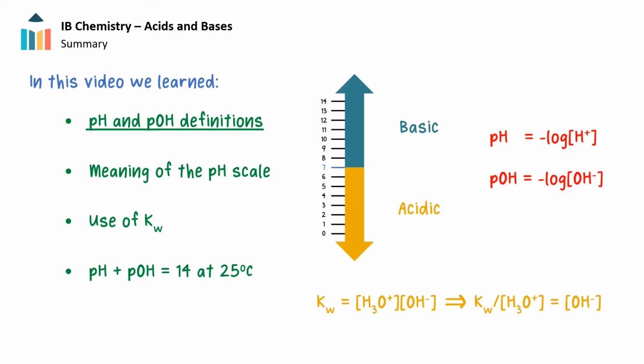To summarize, we learned that the pH is the negative log of the concentration of H+ ions, and that the pOH is the negative log of the concentration of hydroxide ions. We also learned that basic species have a high pH and acidic species have a low pH. We also used the value of Kw in some pH calculations. For example, here where we could determine the hydroxide ion concentration from knowing the hydronium ion concentration and the value for Kw. And finally, we learned the useful equation that at 25 degrees Celsius, the pH and the pOH added together equals 14.